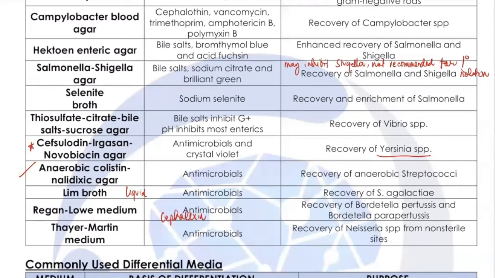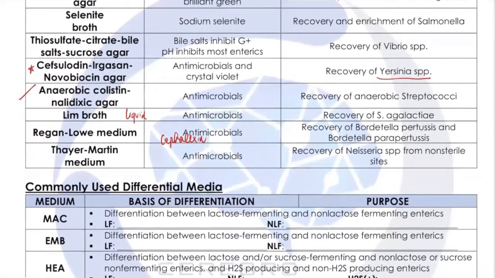Then we also have our Thayer-Martin medium, which is for the recovery of Neisseria species. It contains vancomycin, which is to prevent the growth of gram-positive organisms. It also has colistin, whose purpose is to prevent the growth of gram-negative organisms. It also has nystatin, whose purpose is to prevent the growth of fungi.